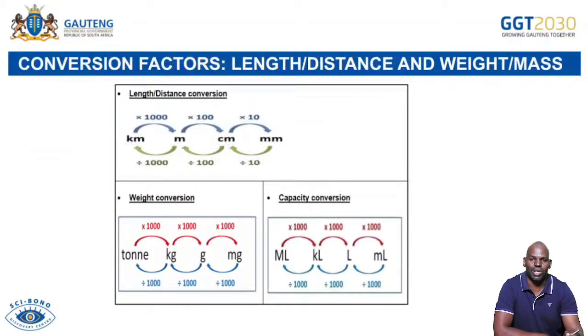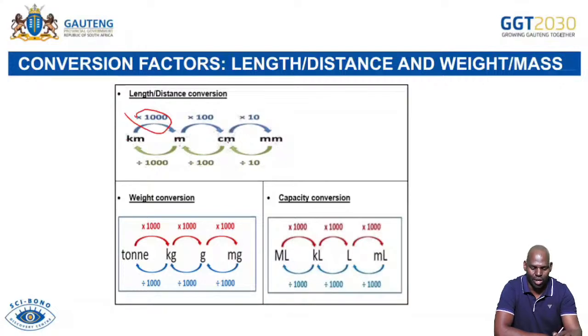Okay, and then again, with regard to conversion, this one you should know. Kilometer to millimeter, we multiply by 1000. If you convert from a meter to a kilometer, you divide by 1000. From a meter to a centimeter, we multiply by 100. And from a centimeter to a meter, we divide by 100. If we convert from a centimeter to a millimeter, we multiply by 10. And from a millimeter to a centimeter, we divide by 10.